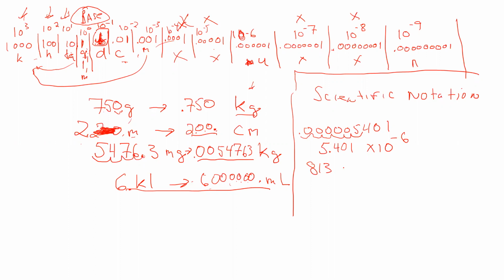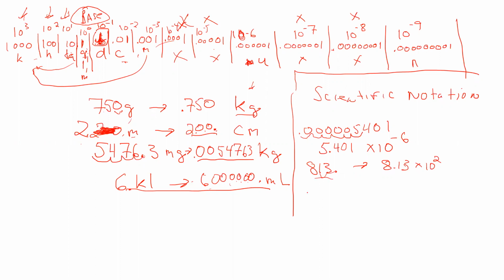Like a simpler one, like 813. The decimal place is here. You want to convert that to scientific notation. You put the decimal place after the first whole number, which is 8 in this case. It's easy. And it's 8.13 times 10 to the something, because the decimal place has moved. How many times did we move the decimal place here? 1, 2, right? And it's 10 to the positive 2, because that's a large number, right? It's not a decimal.